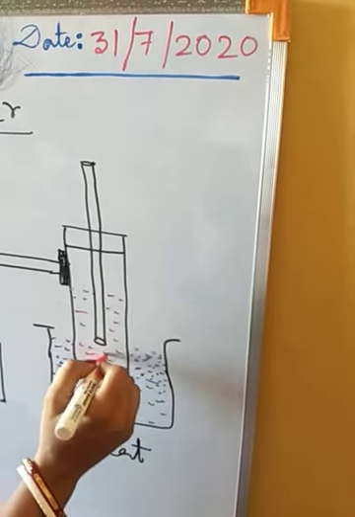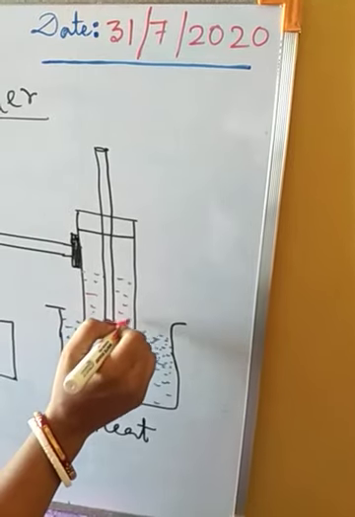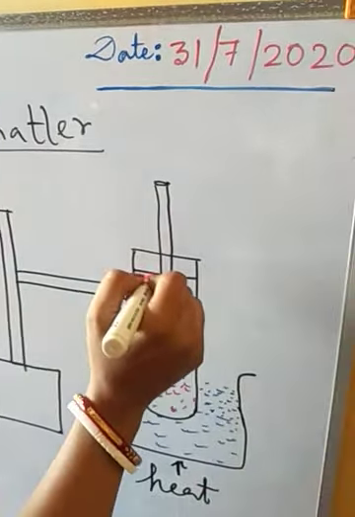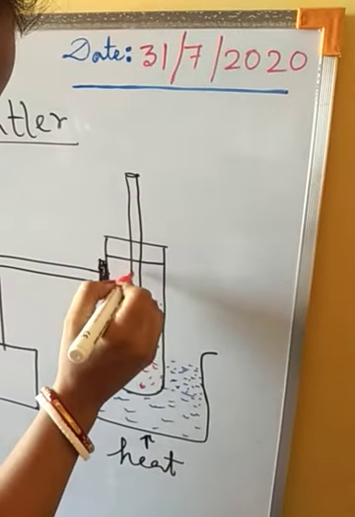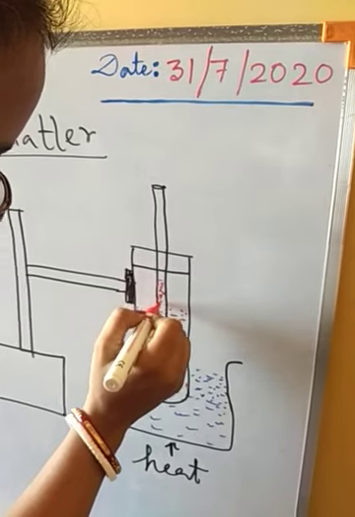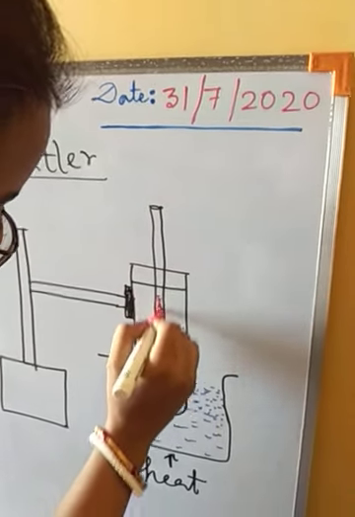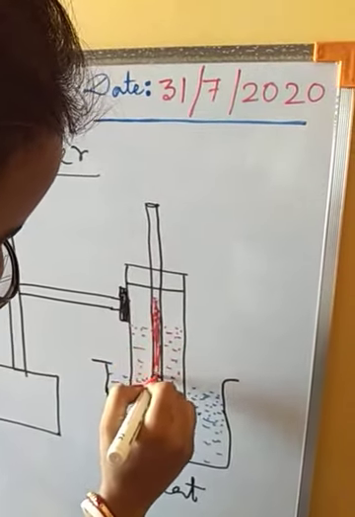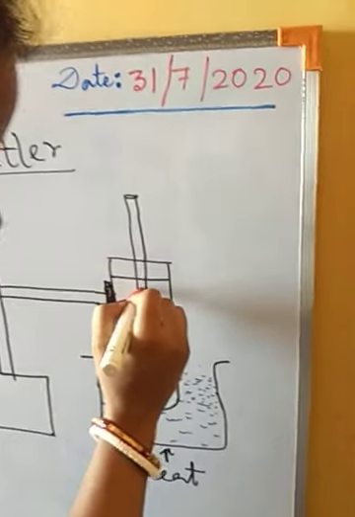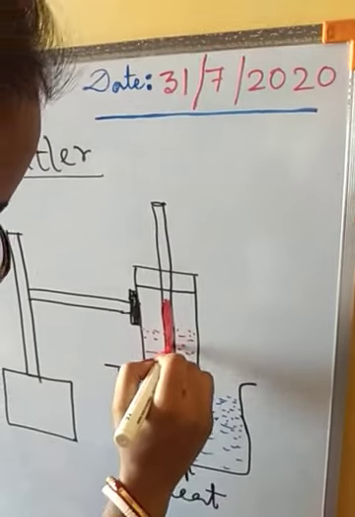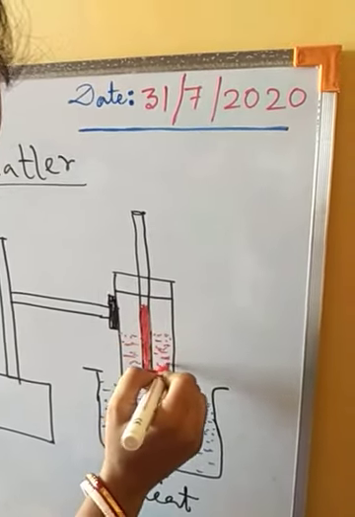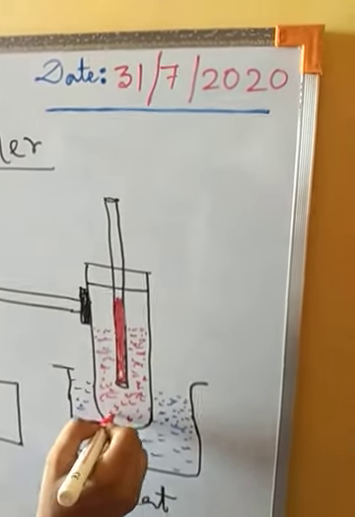So this is the red liquid which we have taken, and suppose the level of it was up to this, as we have drawn before heating. So I'm just making it red full. Up to this it was before heating, the level of the liquid in the capillary.